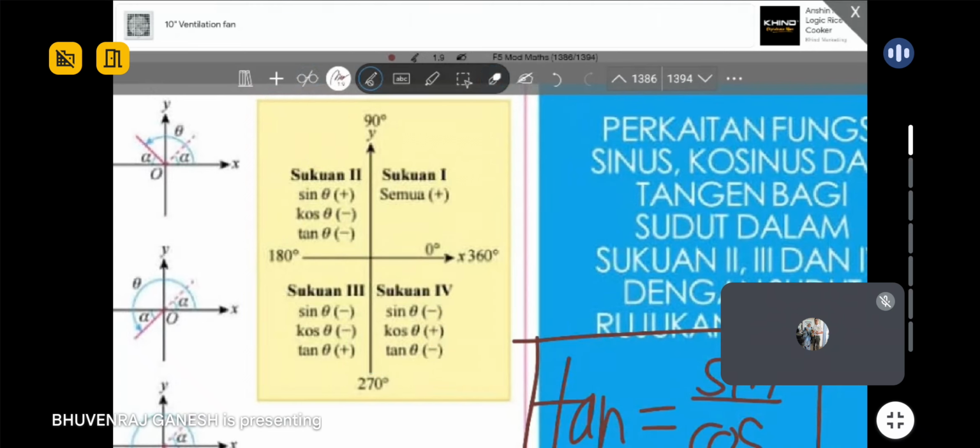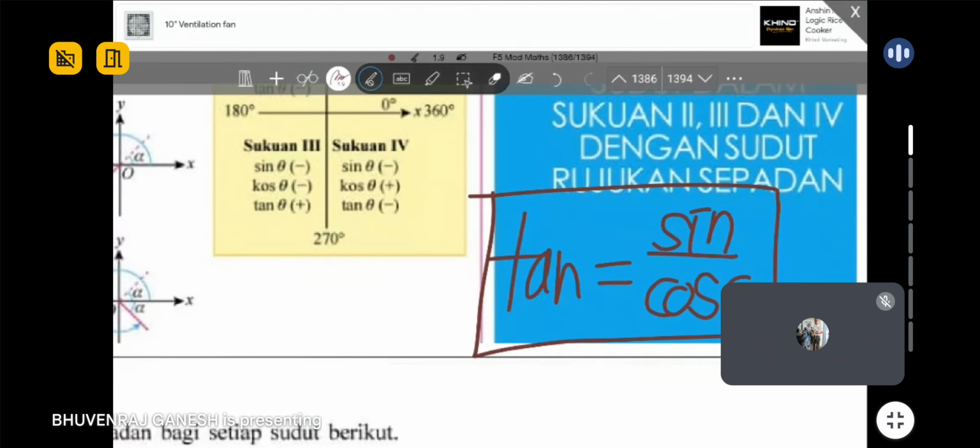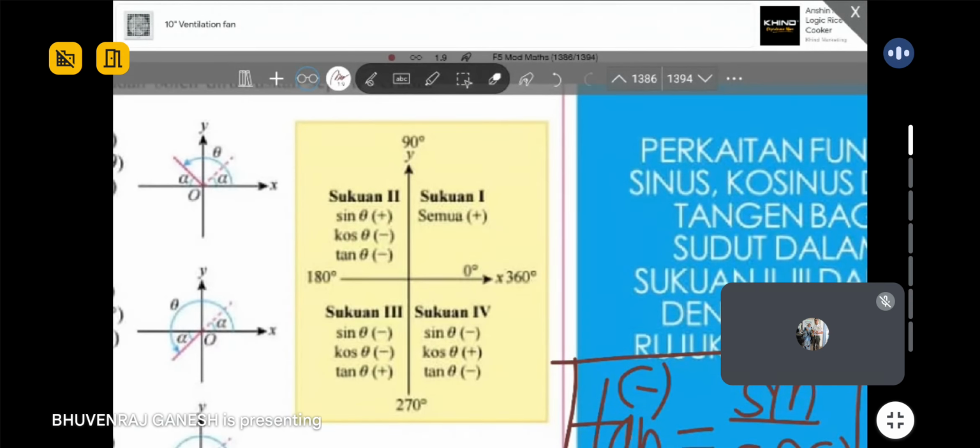So I say that for quadrant 2, sine must be positive. Betul? Sine kena positif. So guys, we check and see. Cos, negative, quadrant 2. Tangent, negative, quadrant 2. Guys, sine is equal to tangent times cos. Negative times negative, dapat apa, guys? Negatif kali negatif, positif kan? So terbuktilah kenapa sin kena positif kat sukuan kedua. Boleh faham tak?